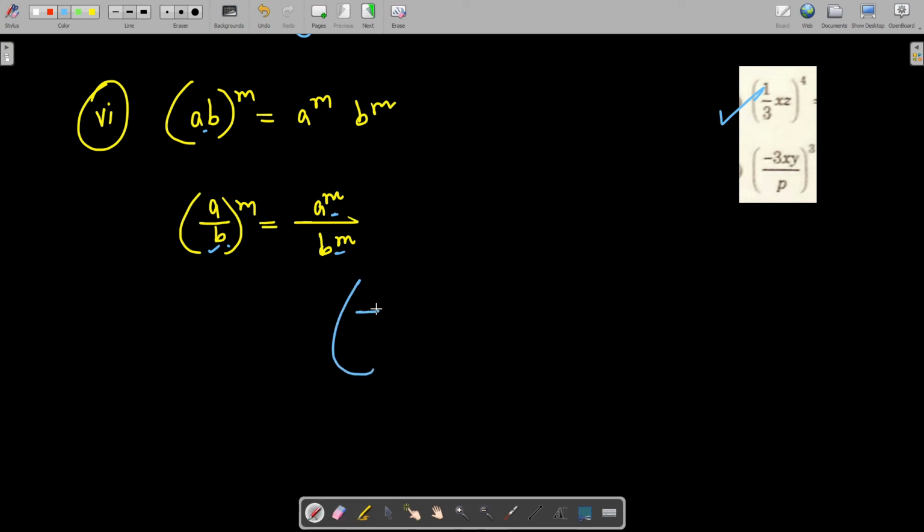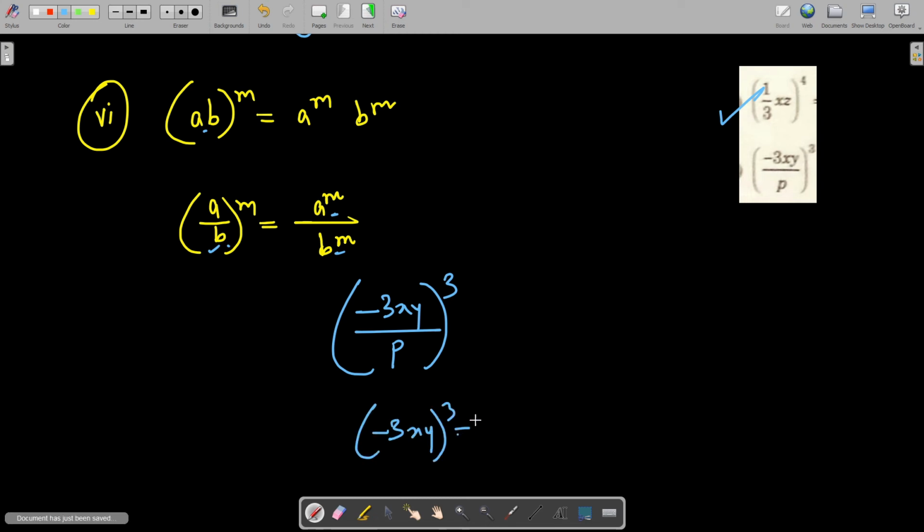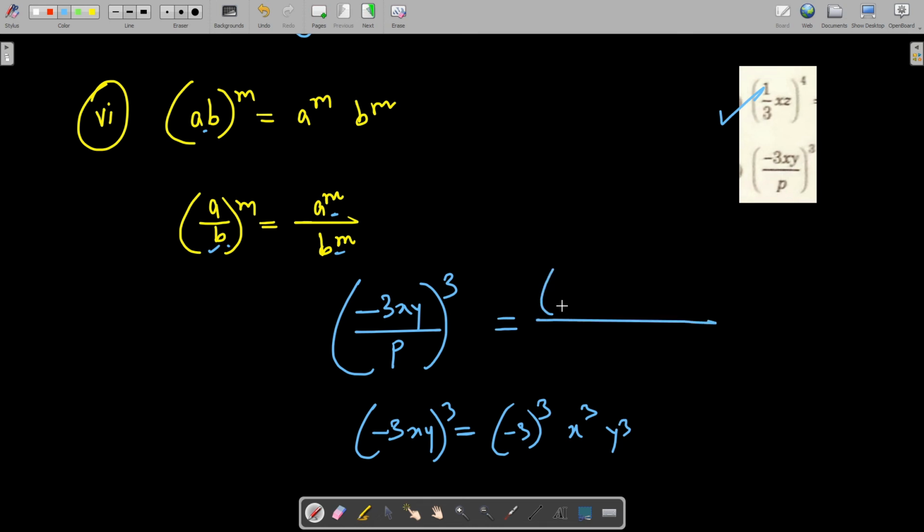That is given as minus 3xy by p whole cube. Very simple. Let's break it down. If we have minus 3xy whole cube, what are you going to do? We'll give the power to each one of them. Minus 3 cube x cube y cube. Let's write it as it is. So it will become minus 3 cube x cube y cube divided by p cube.